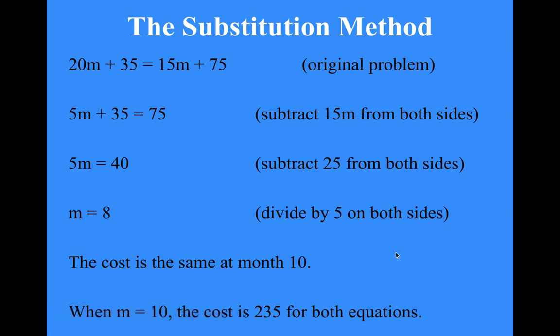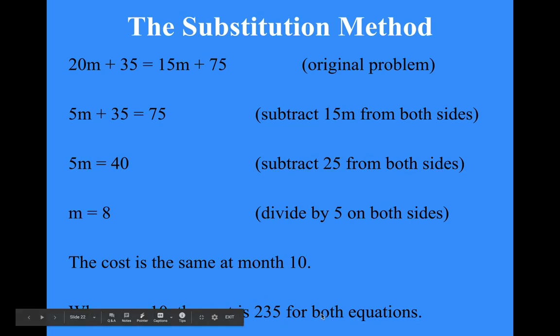The other thing I need you to know is, remember, if we're solving for linear equations or systems of equations, we need both x and y. So we need both values of both variables. In this case, we had m and we had c. Well, we figured out m was 8. We figured c out by plugging 8 in for m, and we got 235 in both equations.